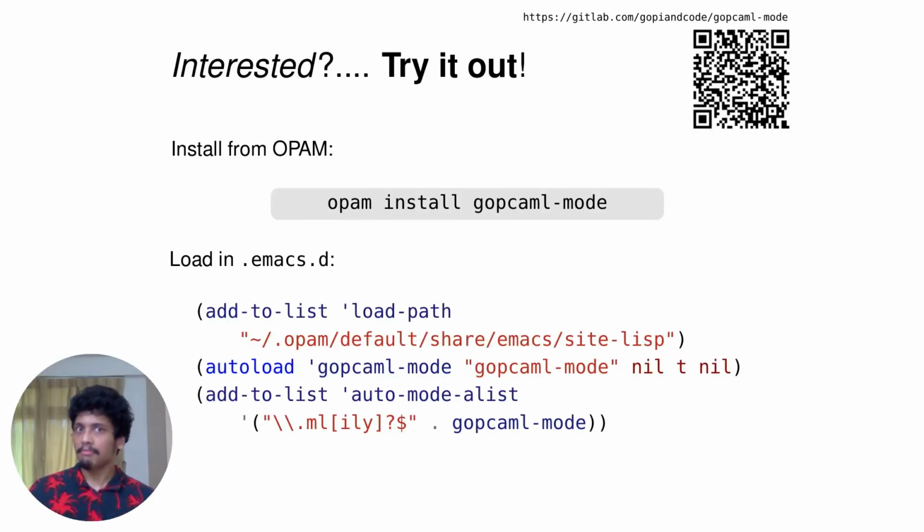So that's about everything that I had to say. Hopefully I've managed to pique your interest, and if you are interested, I'm pleased to tell you that GopCaml mode is actually currently available, and it's a breeze to install. Just simply download it from OPAM, and then load it in your Emacs.d. As a warning, you will need an Emacs instance that supports dynamic modules.